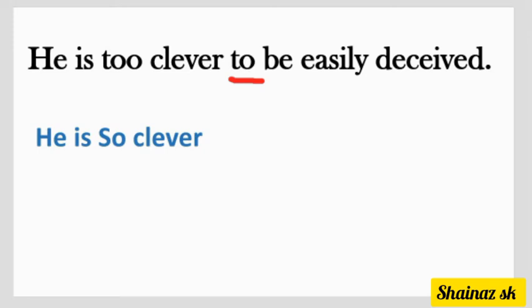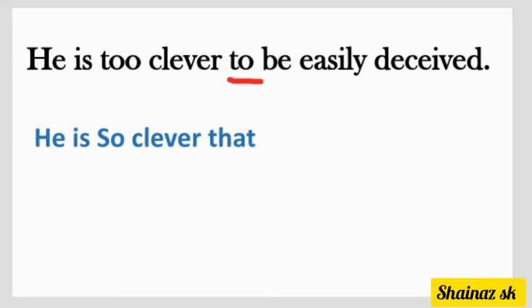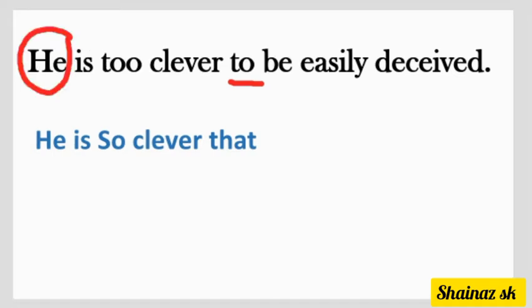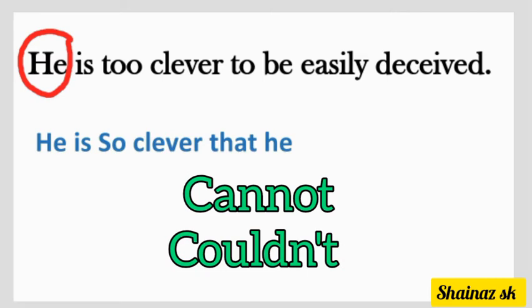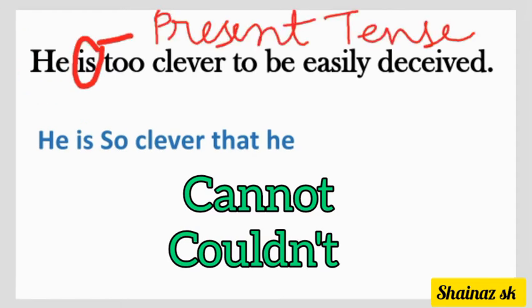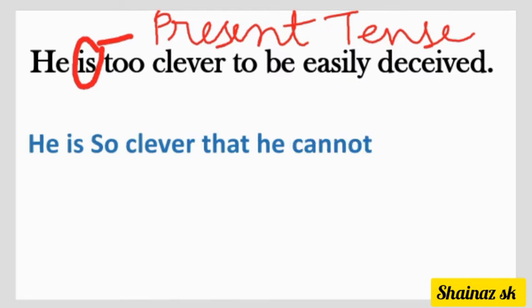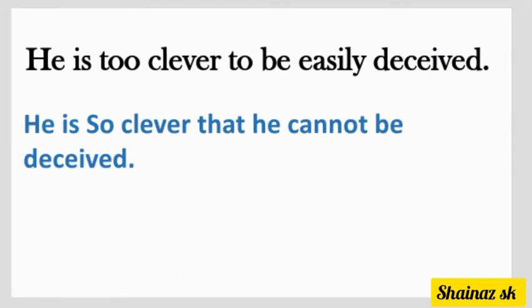Next we will remove "to" and replace it with "that". Next we will add the pronoun. Here the pronoun will be used according to the subject. Here the subject is "he", so we will use "he". As the sentence contains no negative word, we will add a negative word. For adding the negative verb, we have to see the tense of the sentence. Here the sentence is in the present tense, so we will use "cannot", and we will add the rest of the words. So the sentence will be like this: He is so clever that he cannot be easily deceived.